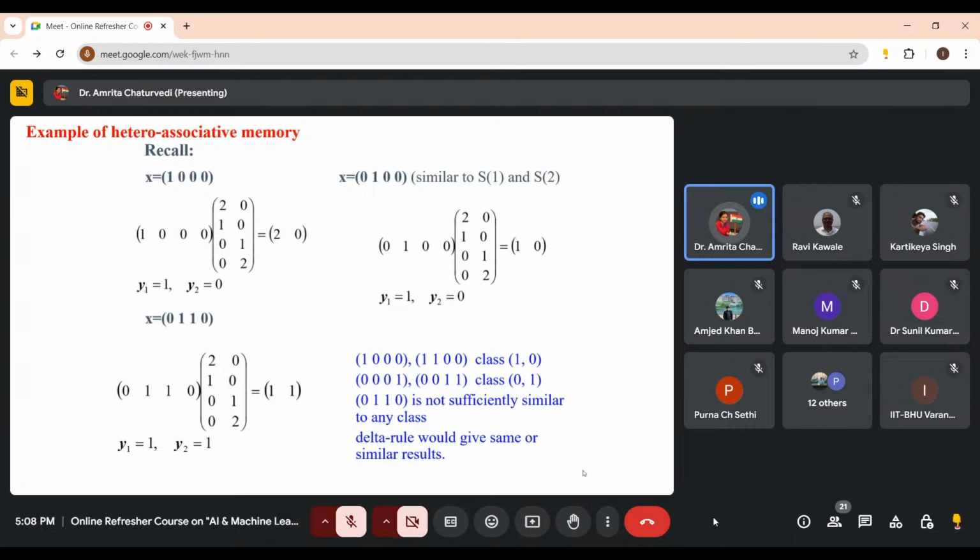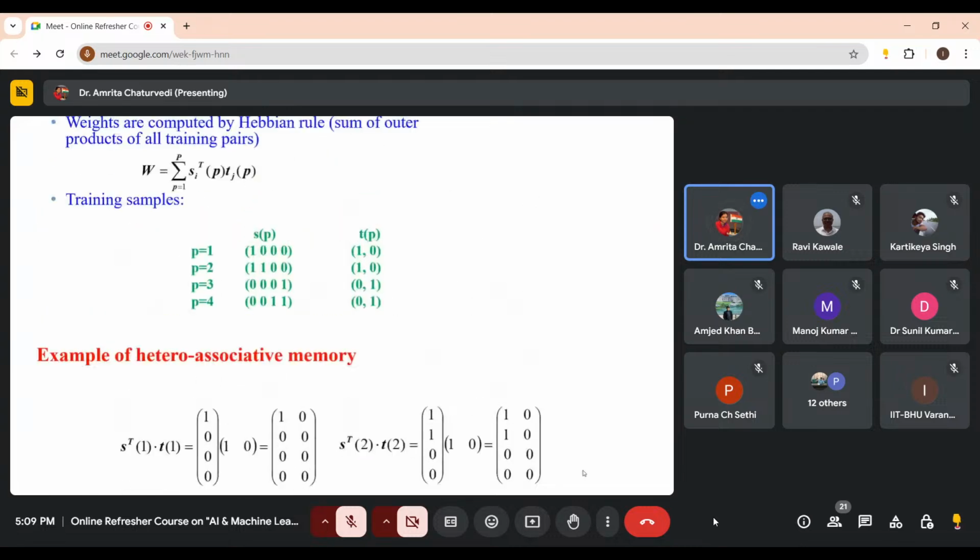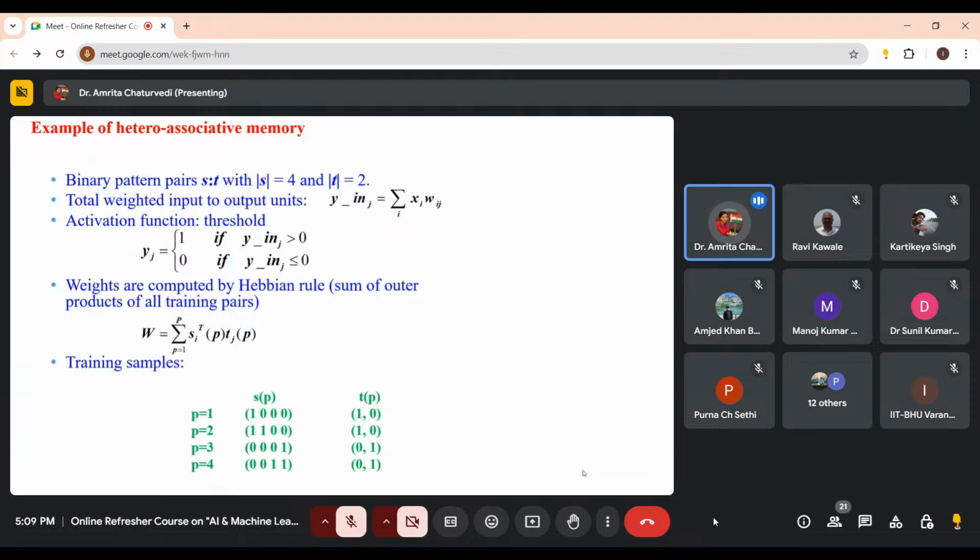Now let us recall. Let us see whether the values are getting recalled or not. Suppose we want to recall 1 0 0 0. If you see here in the input patterns, 1 0 0 0 is actually your first known value, right? So that is your pattern 1. This should give you a final output of 1 0.